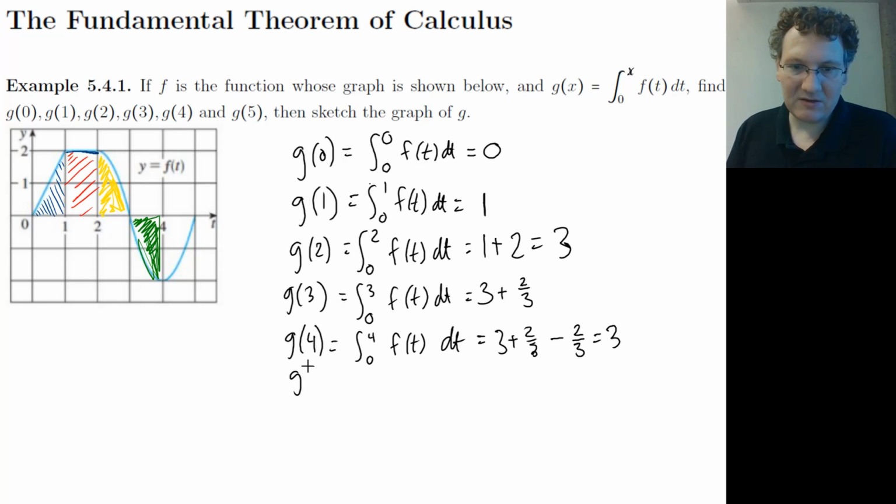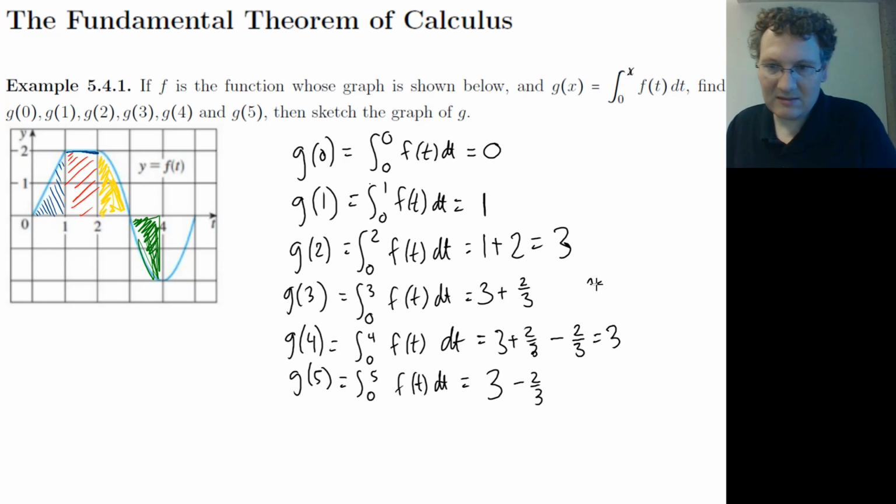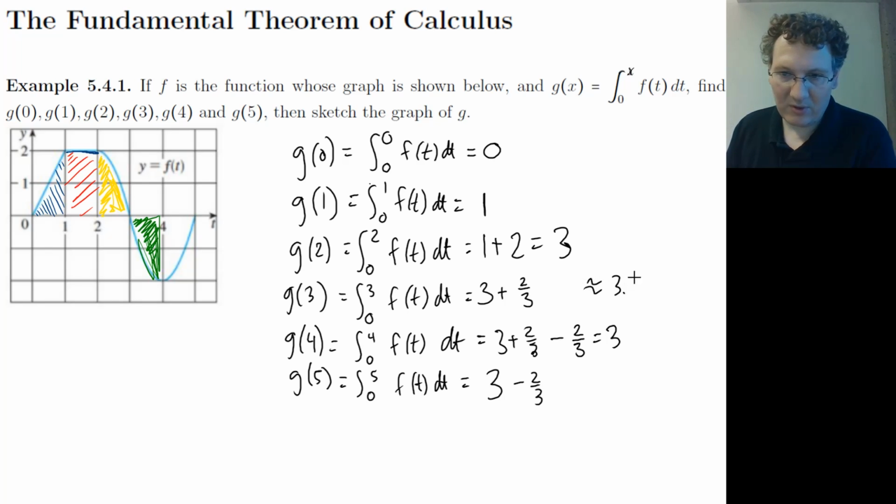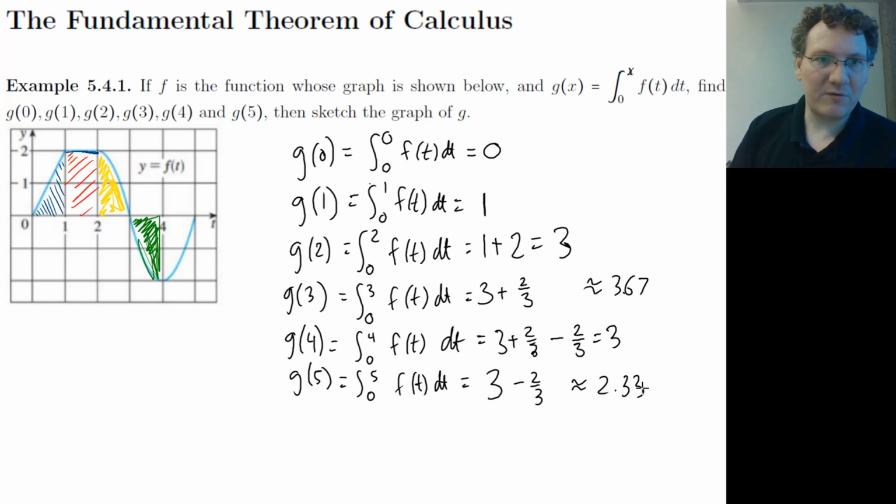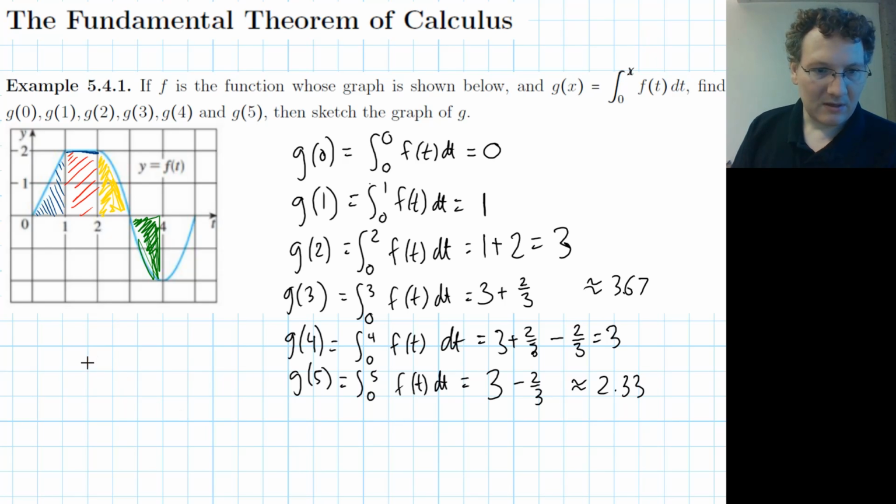And then finally, g of 5, the integral from 0 to 5 of f of t dt. It looks like I'm going to have 3 minus 2/3. So as I said, this is roughly 3.67, and this is going to be roughly 2.33.